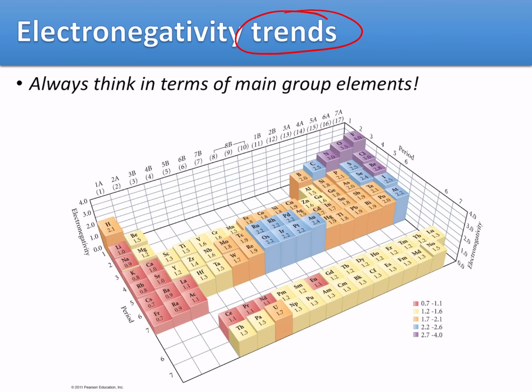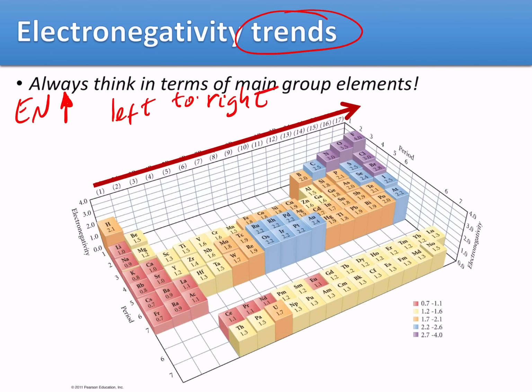So what you see here is that, for example, if you go left to right, let's say electronegativity increases if you go left to right in the periodic table. And what you also see here is that the electronegativity also increases up a group. Okay, so when it comes to remembering, first of all, you have to remember how the electronegativity changes with the periodic table.